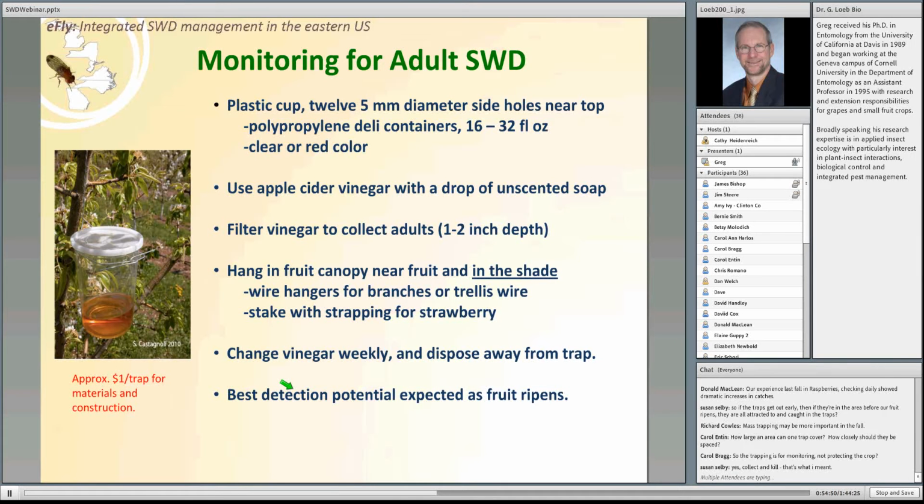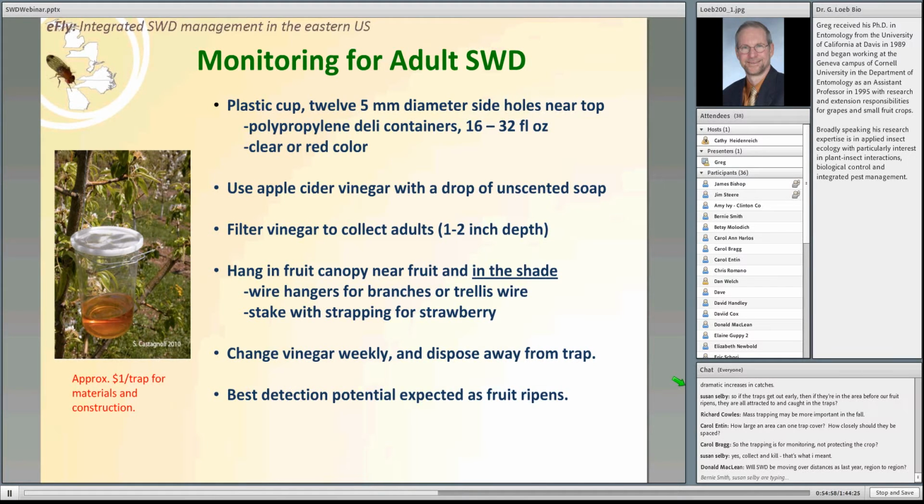Carol asks, is trapping for monitoring and not... Yeah, I'm sorry, I didn't see that. Yeah, so trapping is primarily at this point for monitoring, not for protecting the crop. We've used mass attraction and kill for some other pests successfully in some conditions. Even for something like a blueberry maggot, in small plantings, we've been able to use attractive things at the periphery and be able to actually reduce the overall population.